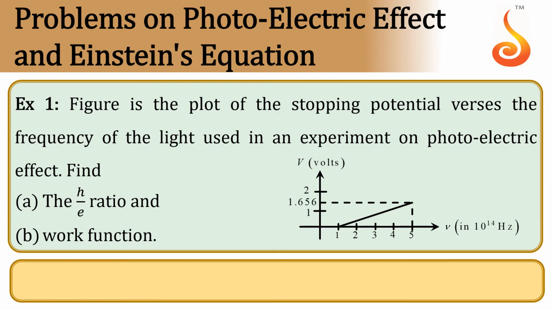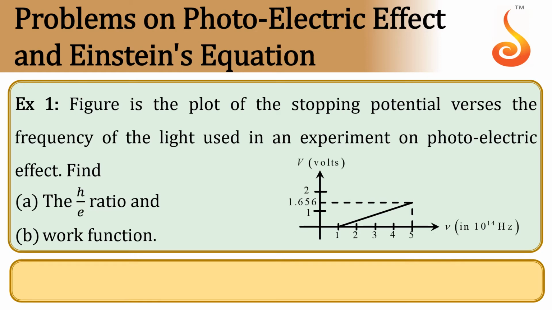Example 1. The figure is the plot of the stopping potential versus the frequency of the light used in an experiment on the photoelectric effect. Find option A, the h by e ratio, and option B, the work function.